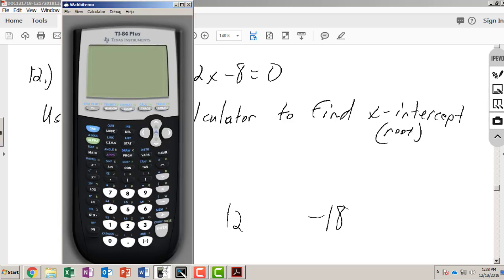So you just take your graphing calculator and go to y equals, clear out anything that's in there. Go and type in that equation, x to the third, plus 5x squared, plus 12x, and minus 18. Hit your graph key.